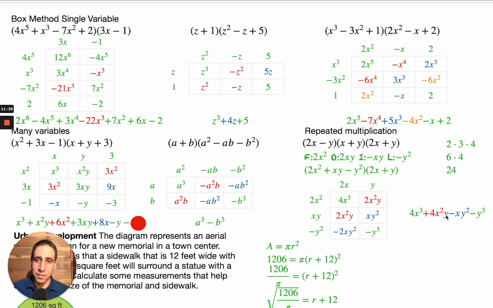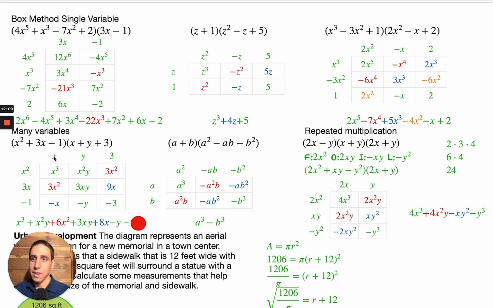The box method is even flexible enough to handle multiple variables. So here we've got the result, we see a y right here, and it's going to make things a little tricky. That's okay. Box method can handle it. We've got a 3 by 3 here, and when you multiply x squared times x, you get x cubed. x squared times y, you get x squared y. 3 times x squared is 3x squared. 3x times x is, again, 3x squared. 3x times y is 3xy. 3x times 3 is 9x.